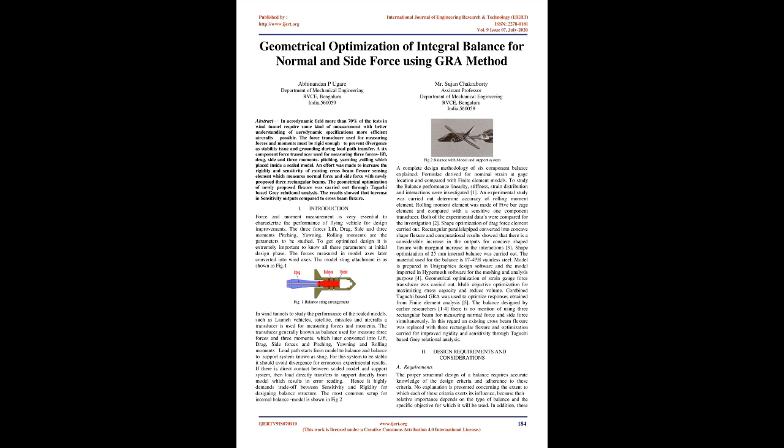A 6-component force transducer used for measuring 3 forces: lift, drag, side, and 3 moments: pitching, yawing, rolling, which placed inside a scaled model. An effort was made to increase the rigidity and sensitivity of existing cross-beam flexure sensing element which measures normal force and side force with newly proposed 3 rectangular beams. The geometrical optimization of newly proposed flexure was carried out through Taguchi-based Grey relational analysis. The results showed an increase in sensitivity outputs compared to cross-beam flexure.